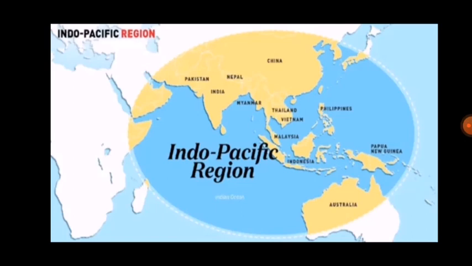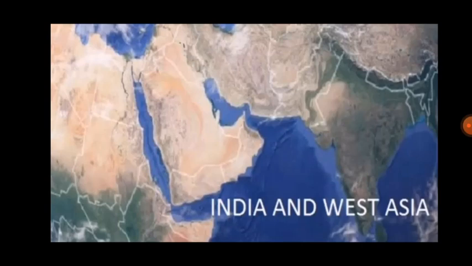Next we'll move on to India and West Asia. The West Asian countries are primarily suppliers of oil and natural gas. So these West Asian countries, you'll see they are mostly suppliers of oil, minerals and natural gas. India has traditionally had relations with these countries. India depends upon the oil coming in from West Asia. From which places does India take oil? Iran, Bahrain, Kuwait, Saudi Arabia, and United Arab Emirates.